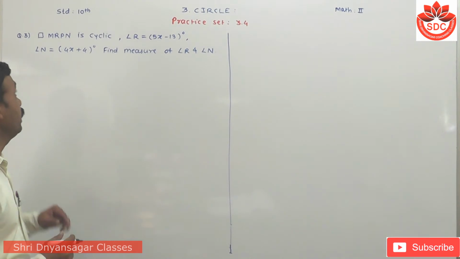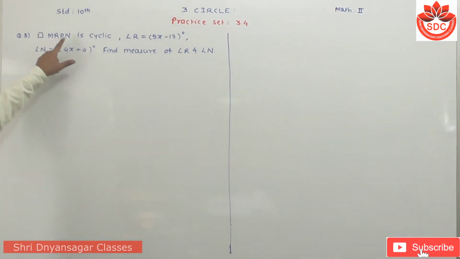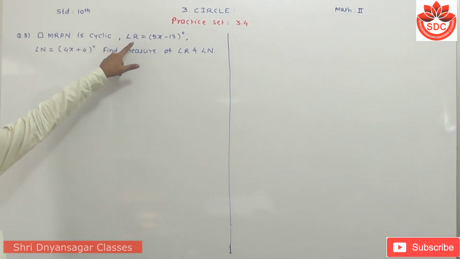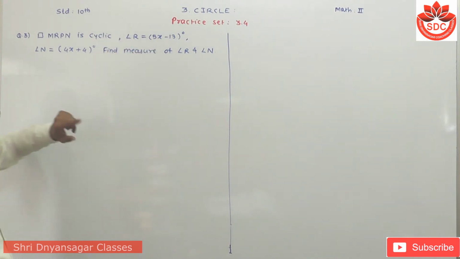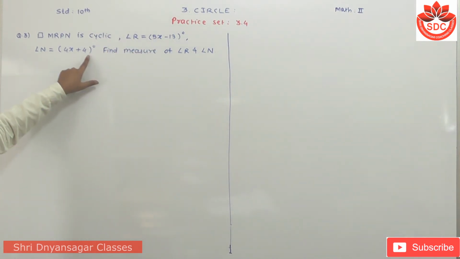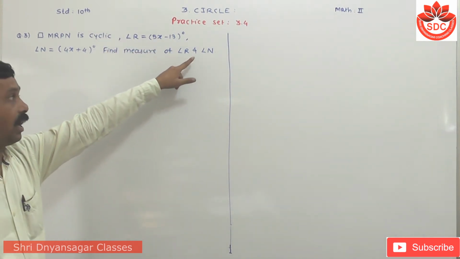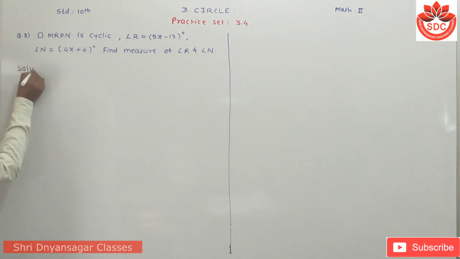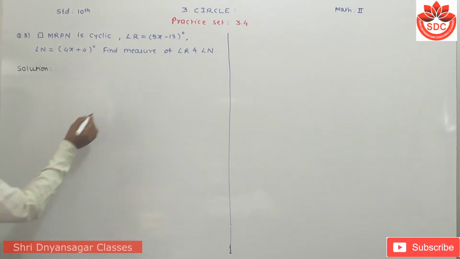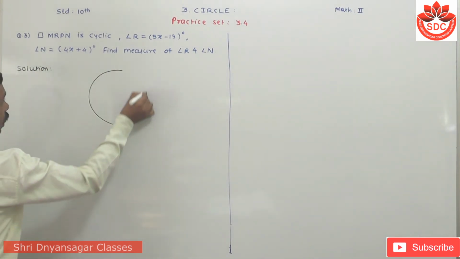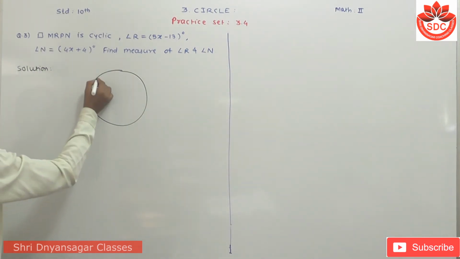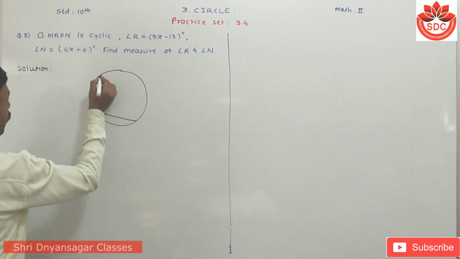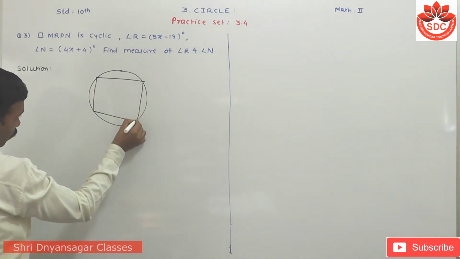Then the next question is, quadrilateral EMRPN is cyclic, angle R is 5x minus 13, angle N is 4x plus 4 degrees, find the measure of angle R and N. Student, solution is, for this first I have to draw one circle. Now this quadrilateral is cyclic, so I have to draw one cyclic quadrilateral.